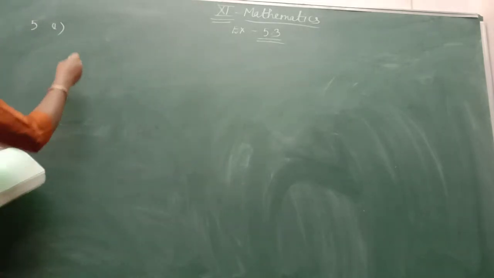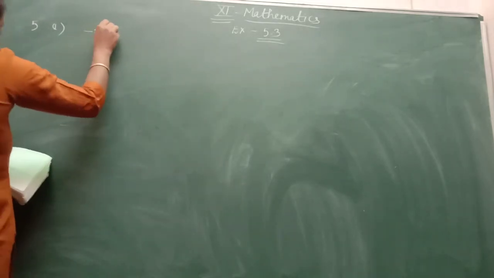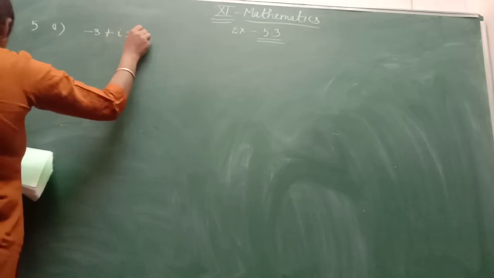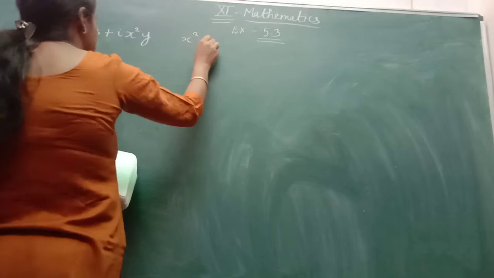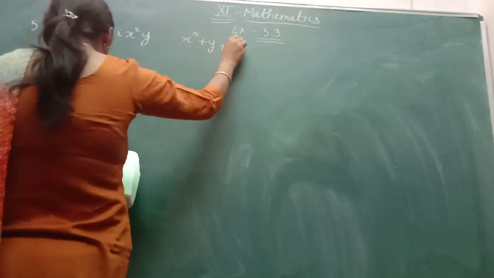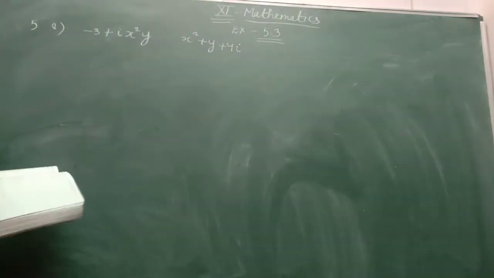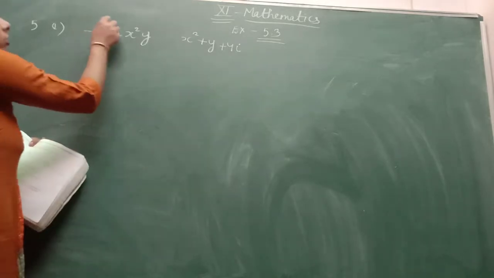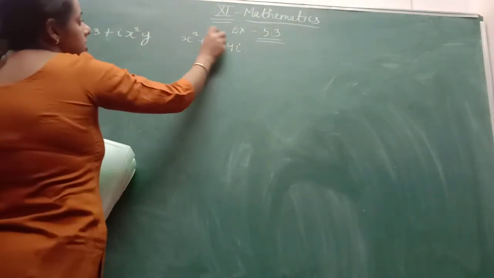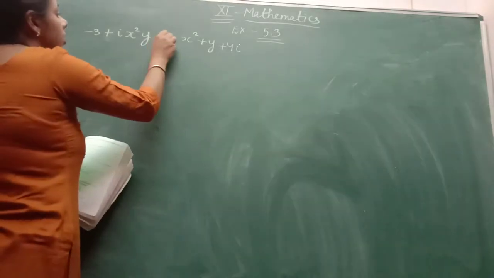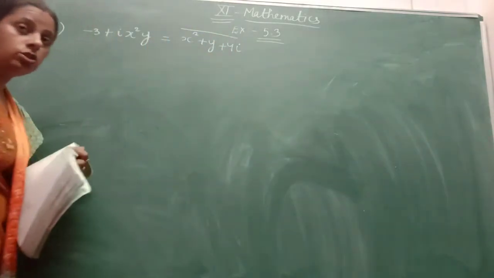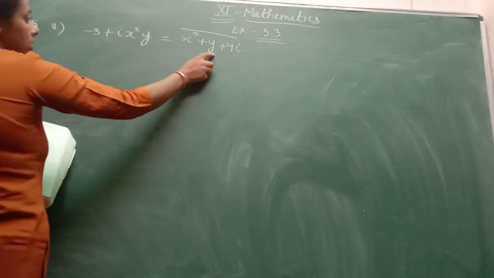minus 3 plus iota x square y and x square plus y plus 4 iota are the conjugate of each other. It means its conjugate is equal to this one and its conjugate is equal to this one. Okay, it's all your choice. Whatever you want to put, I'm just putting here the conjugate symbol. So both the terms are equal.